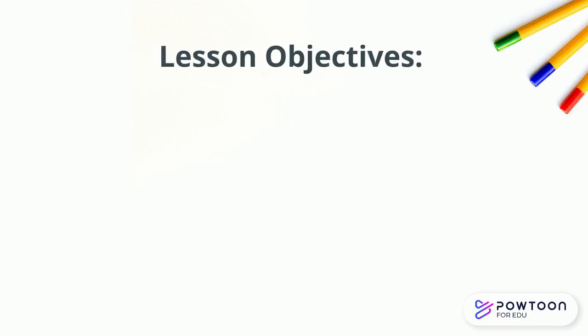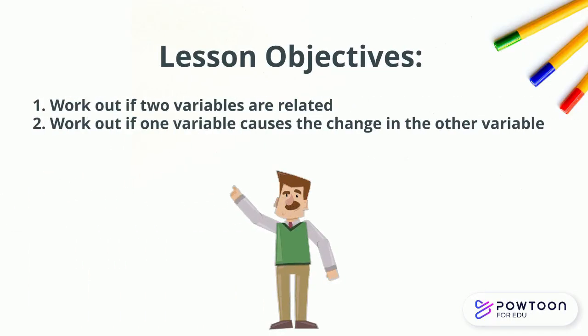Lesson objectives. 1. Work out if two variables are related. 2. Work out if one variable causes the change in the other variable.